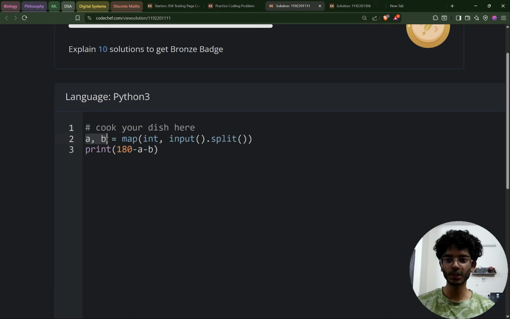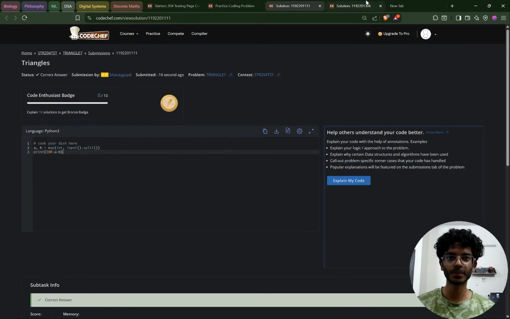We'll take in the input of A and B using this. Now what are we doing here? We're first of all taking the input of the whole line as a string and splitting it with respect to spaces, so it will give us a list of strings. Now we'll convert that list of strings into a list of integers using this map function and store them inside A and B. In the end, we'll print 180 minus A minus B, which would be our answer.